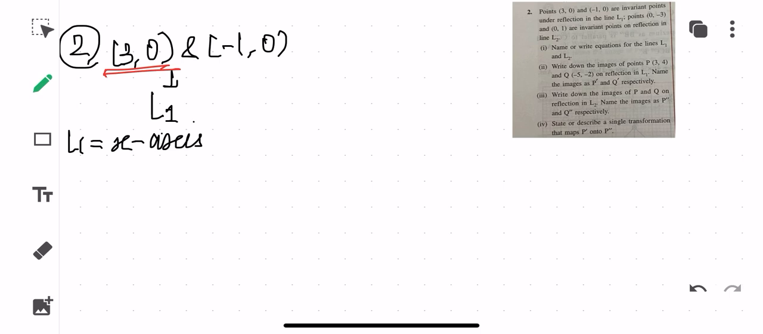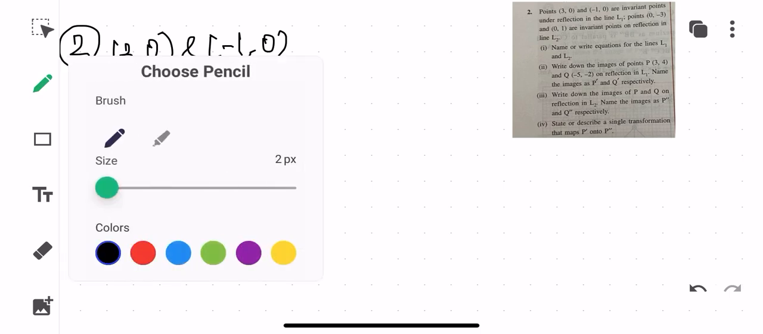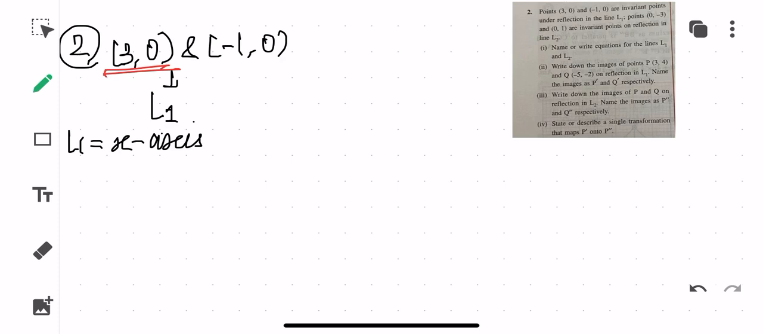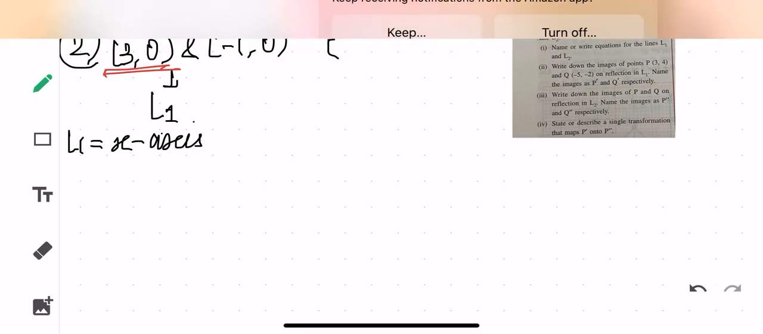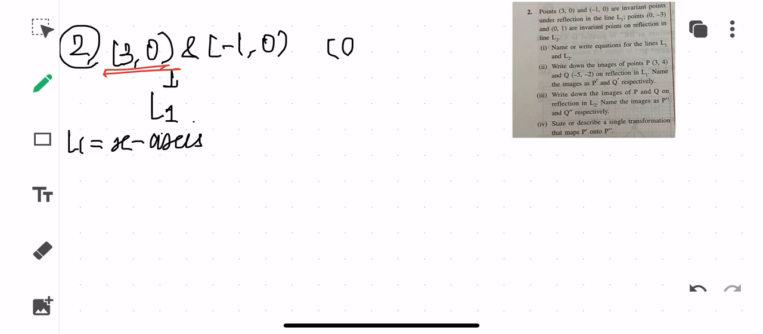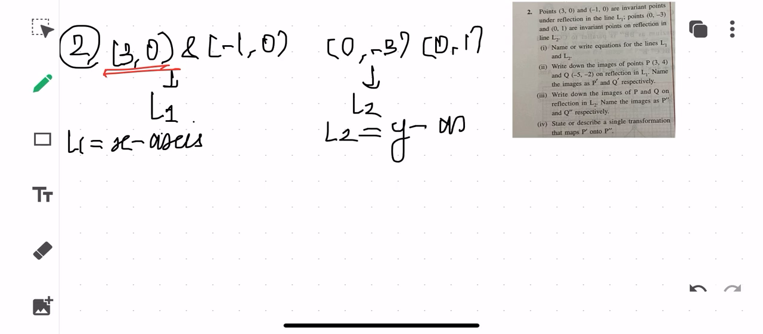Okay, and similarly the next point that I am having is what, children? They have given the next point as 0, -3 and 0, 1. So here what you can see, children, the point is lying on the y-axis. So clearly L2 is our y-axis. Okay, so this was an easy one.